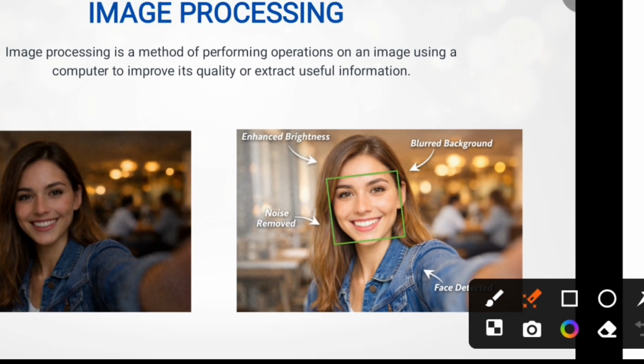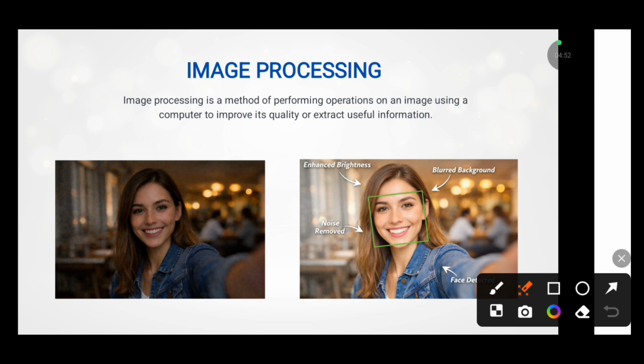See the difference. This is before, this is after. When we apply operations on it, our image looks like this. See, the brightness is increased. We can detect the face of the girl. We can blur the background, and we can also remove the noise. So this is called image processing. When we perform some operation on an image, that is called image processing.